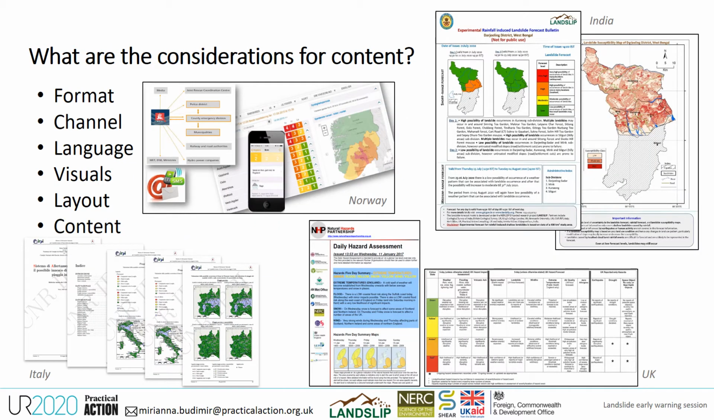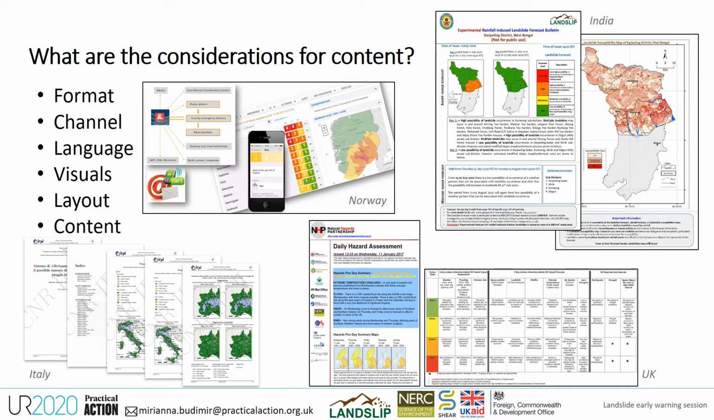So what ultimately goes into the end product will vary depending on the context, the user needs and the science capability, but some considerations can include thinking about the formats. For example, is it PDF, digital, web-based, email, SMS, app or voice message? Think about the channel. Who is it coming from? Who is it going to? And how is it being transferred?